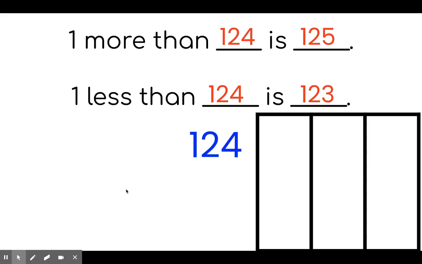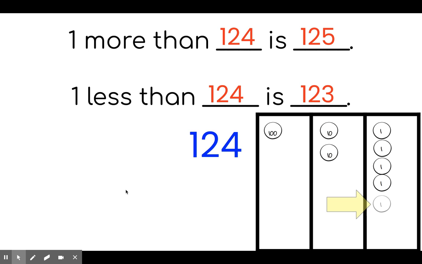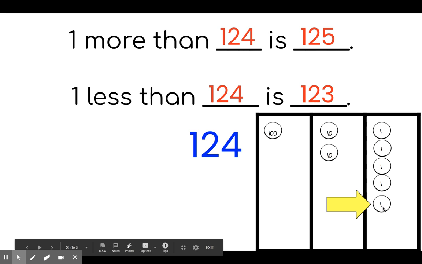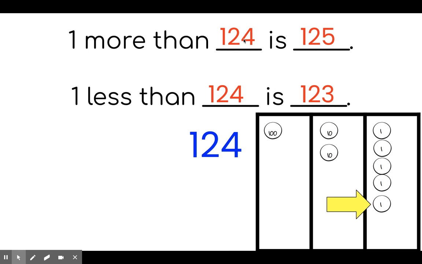One more than 124 is 125. Each time we add 1 to the ones place value spot, the number increases by the value of 1. 1 less than 124 is 123. We can also take away ones, and our number will be less by 1 place value disc. This is when we're working with ones.